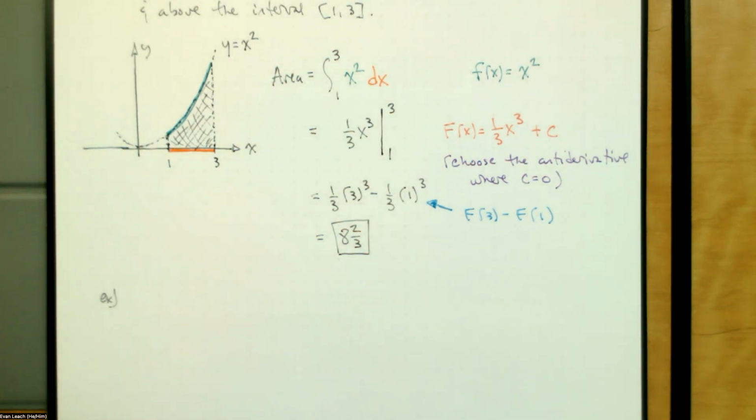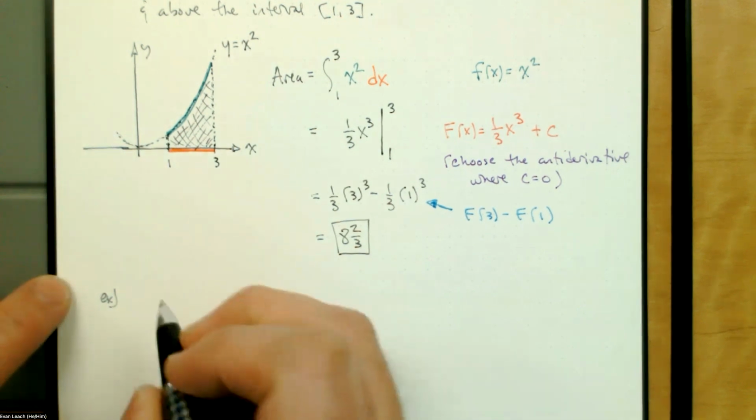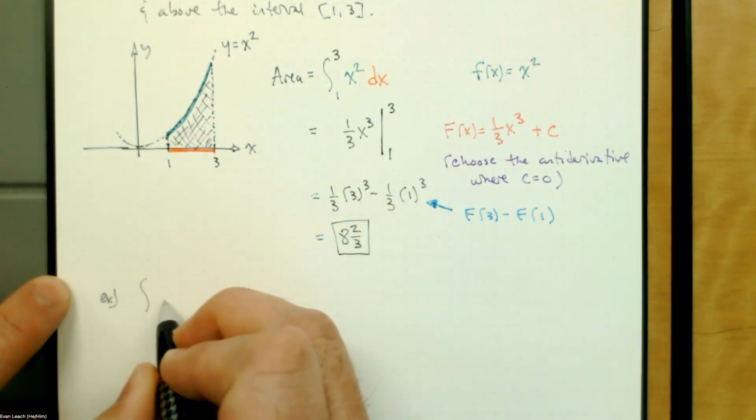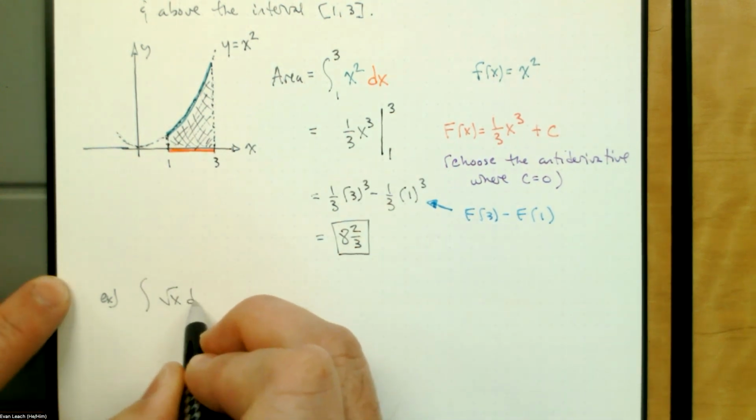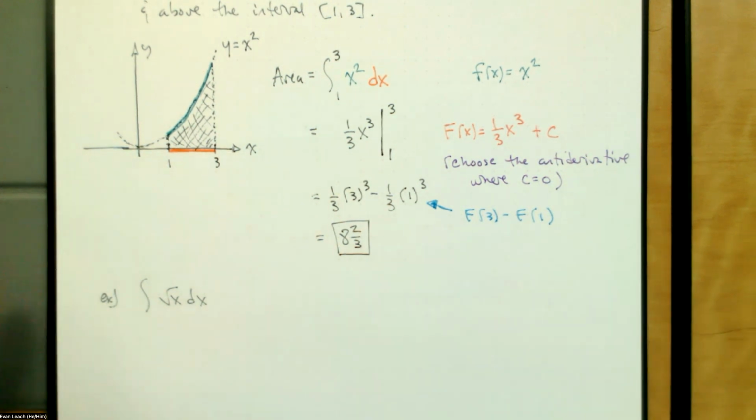A lot of our derivative tricks for finding derivatives, just using the n x to the n minus 1 thing, are also integral tricks for x to the n plus 1 over n plus 1. So if I wanted the integral, let's say, of the square root of x dx, I want to add 1 to the exponent, divide by the new exponent.